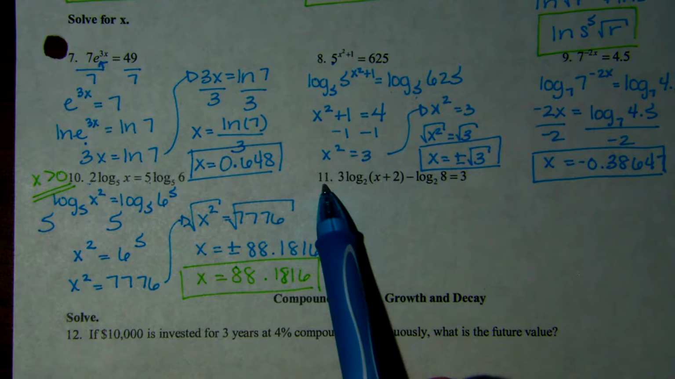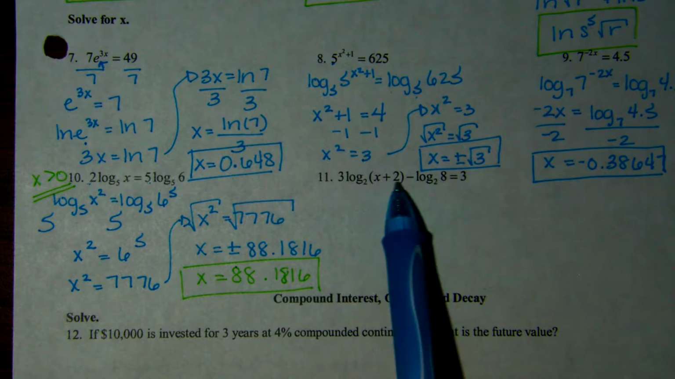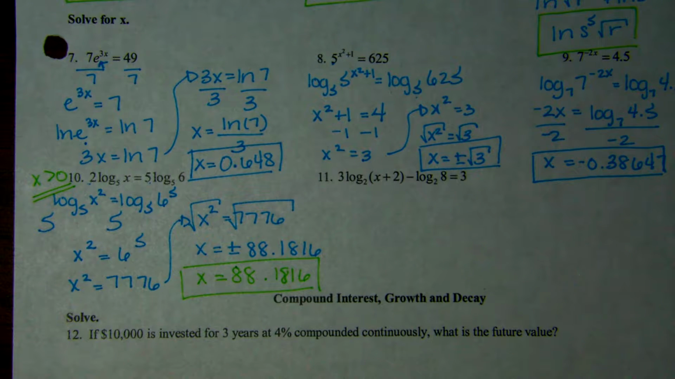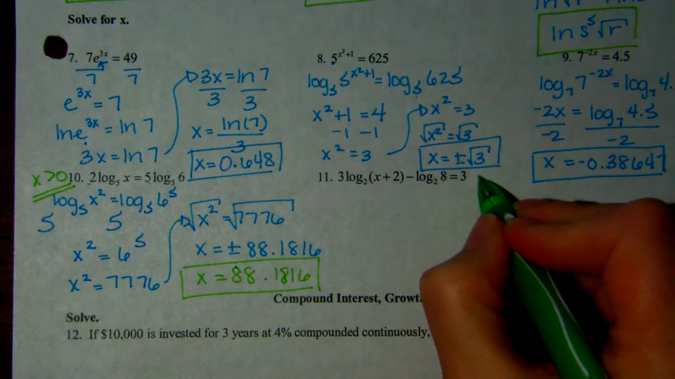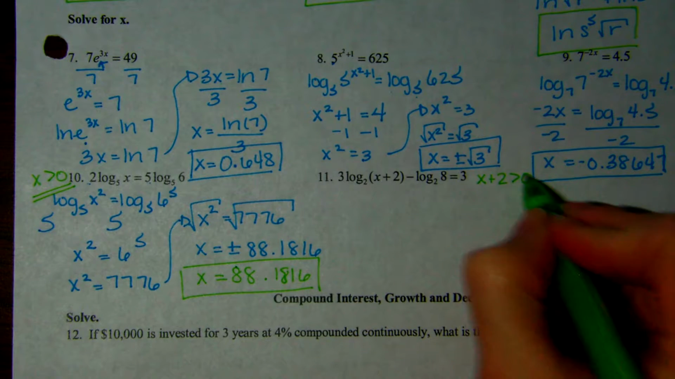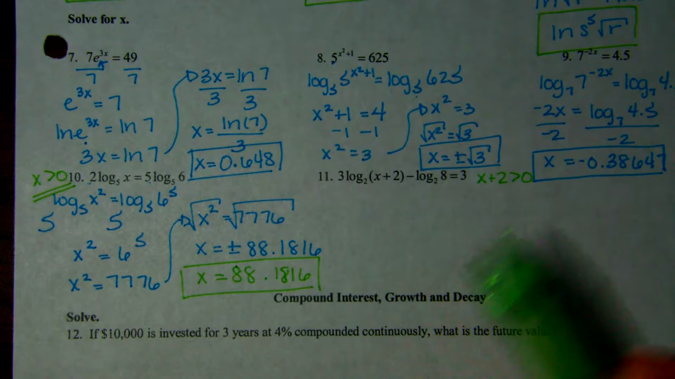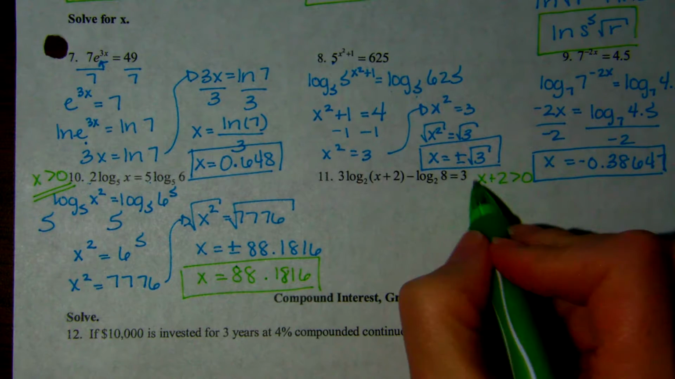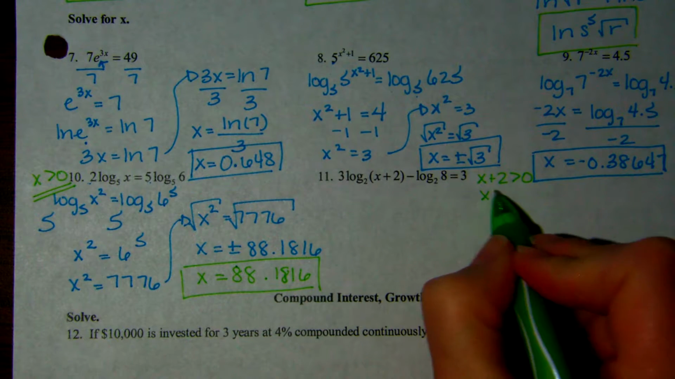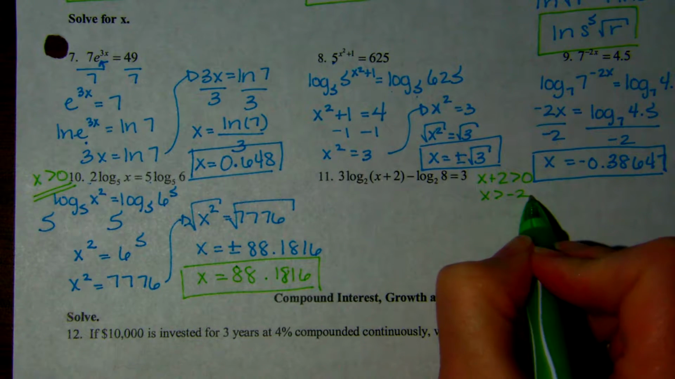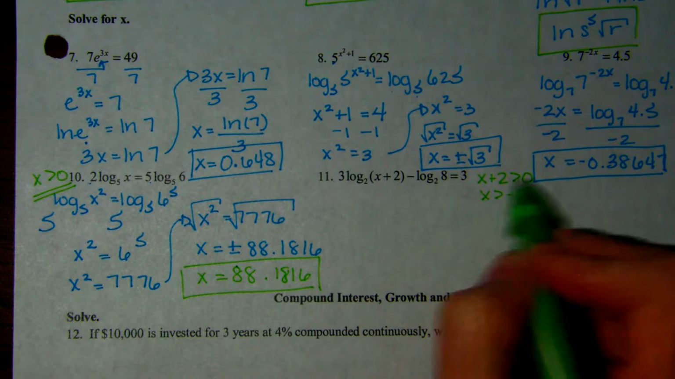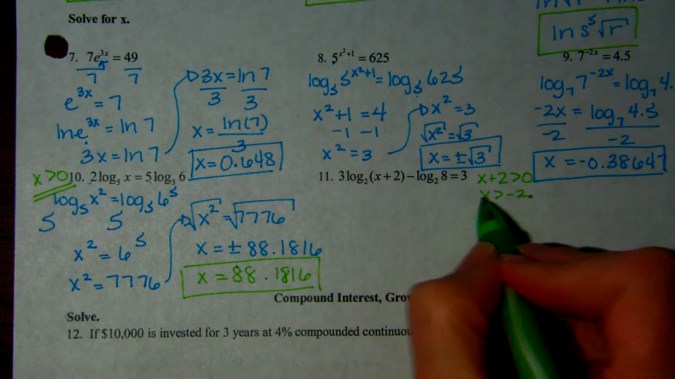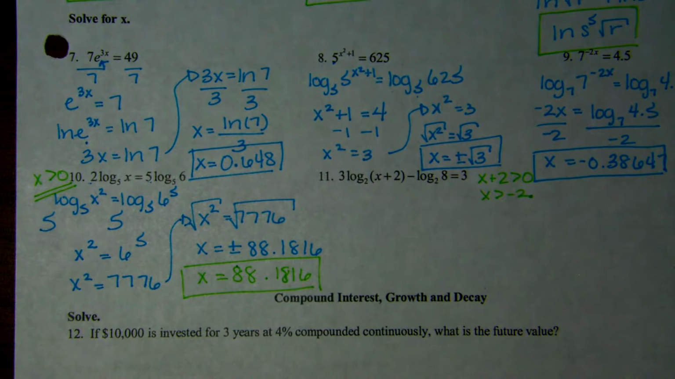All right, guys. Looking at number 11, we can look at our domain restrictions, or restrictions on solutions, first. So if I have x plus 2 inside the log, that x plus 2 has to remain bigger than 0. I can't take the log of a negative number. And if x plus 2 has to be bigger than 0, that means x has to be greater than negative 2. And you guys should remember that we did that when we solved log equations. We found our restrictions on solutions first. So x must be bigger than negative 2.